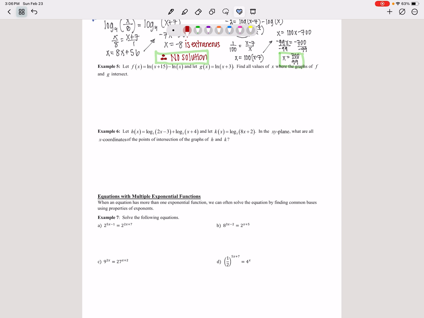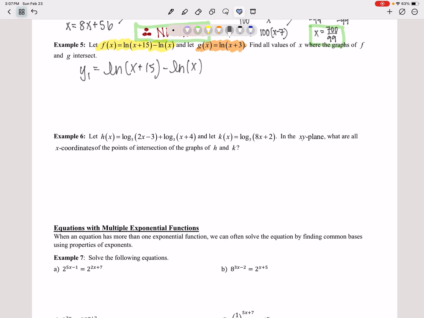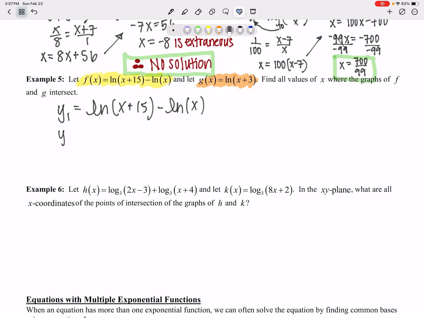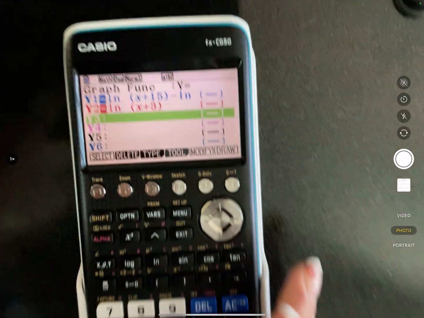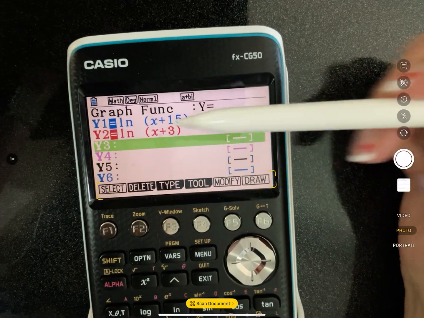So I'm going to start by, when I enter things into my calculator, I'm going to start with f of x being y1 and then g of x being y2. So let y1 equal the natural log of x plus 15 minus the natural log of x. I can make this a little bit bigger so we can see it. And then let y2 equal the natural log of x plus 3. So I put this into my calculator. So y1 and then y2.